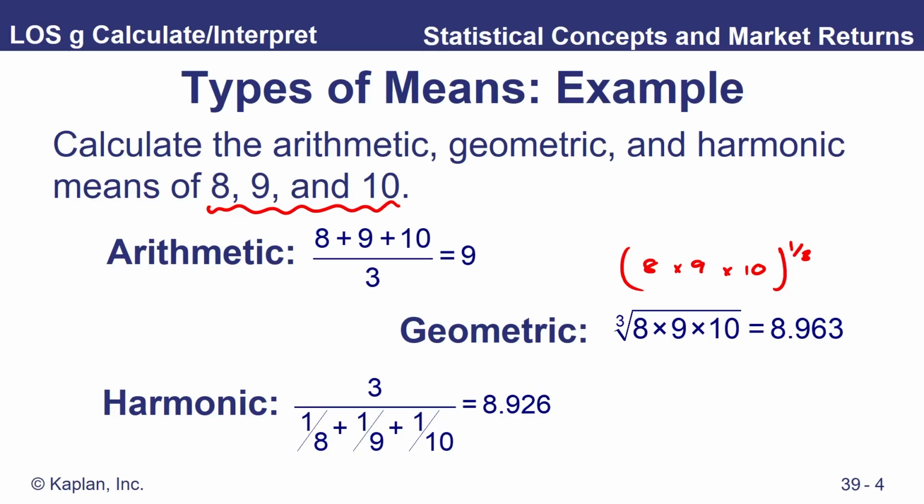Again, expect these means to be tested in your examination, so make sure you can compute arithmetic, geometric, and harmonic. Harmonic, remember, is the average price paid when you're making equal dollar purchases, equal monetary purchases of stock over a period of time. So yes, arithmetic is largest, harmonic is smallest.